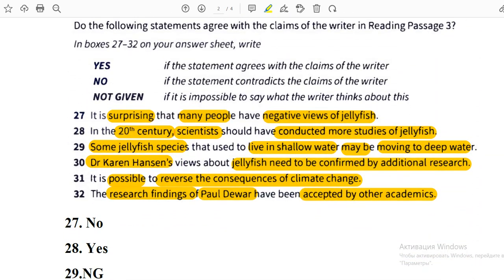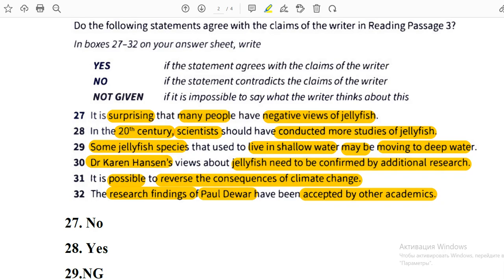Okay. So, some jellyfish species that used to live in shallow water may be moving to deep water. So here, "may be" is hinting words. Maybe, perhaps, probably. Some questions are undoubtedly asking this.